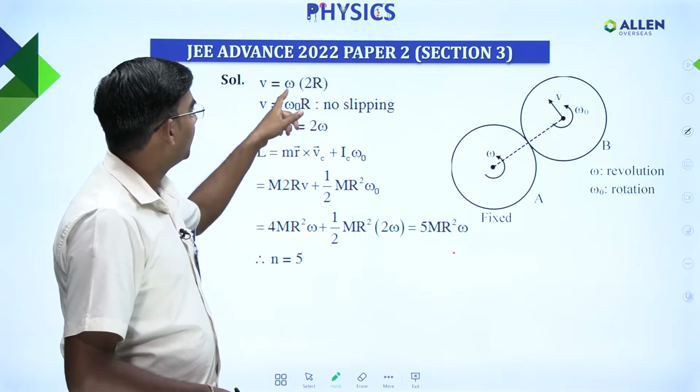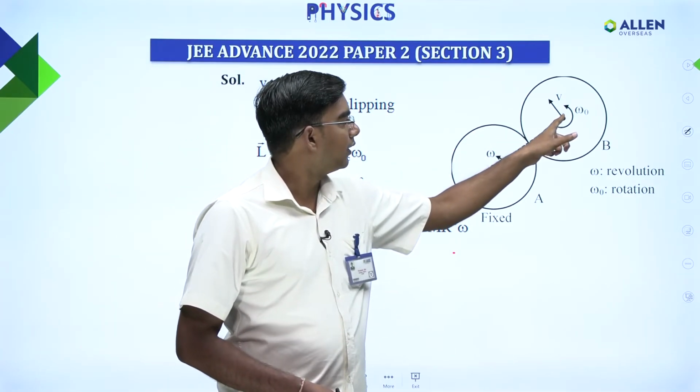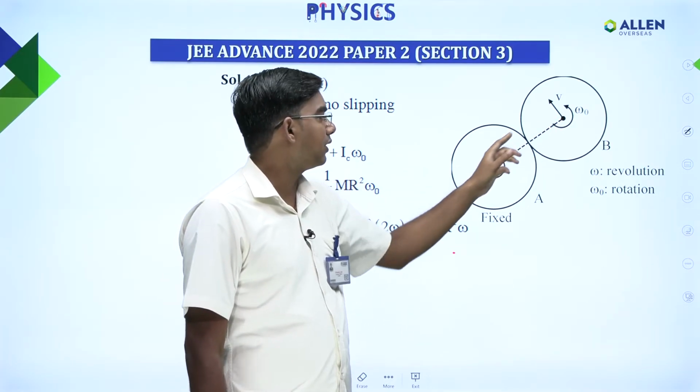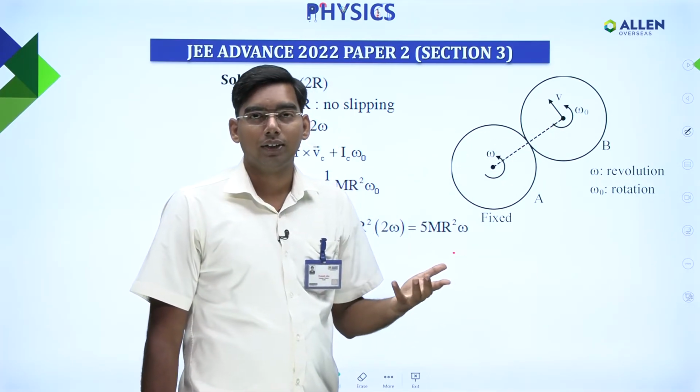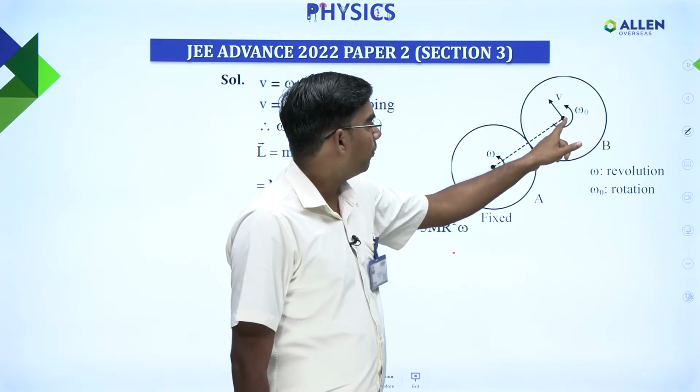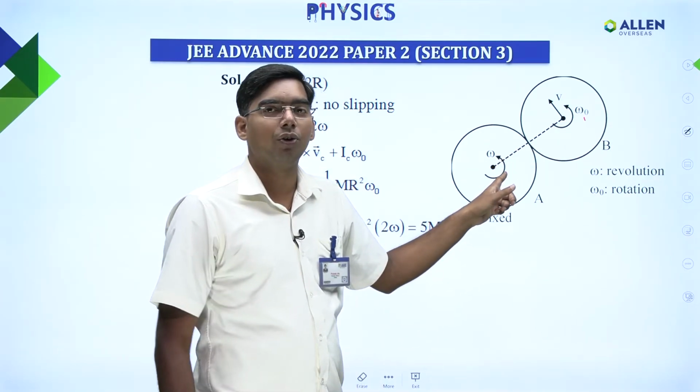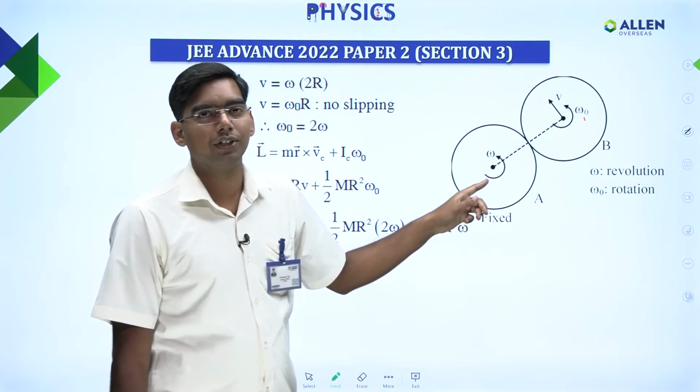So what do we have? For this point, if I ask you what is the velocity, you will say that its velocity is nothing more than omega into r, right? So what's the omega for this one? For this one, the omega is omega naught, and for this the omega is omega. We have differentiated this part.